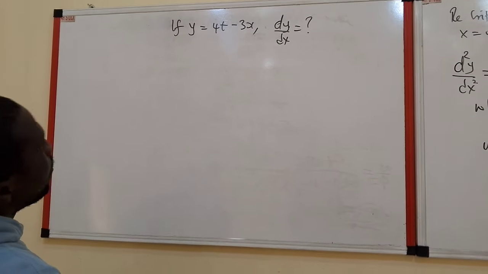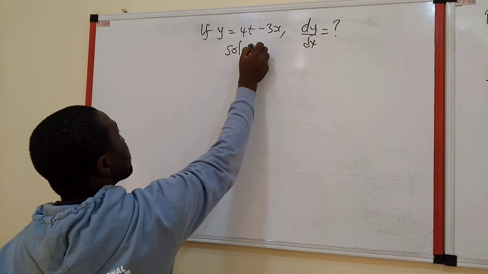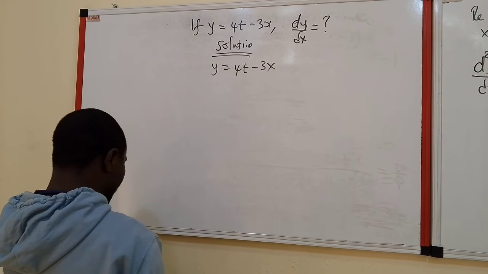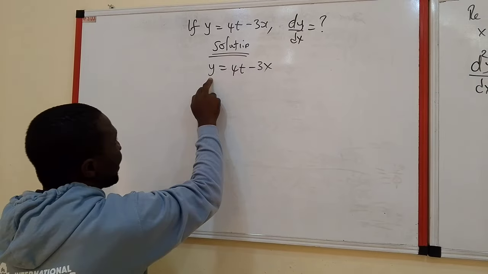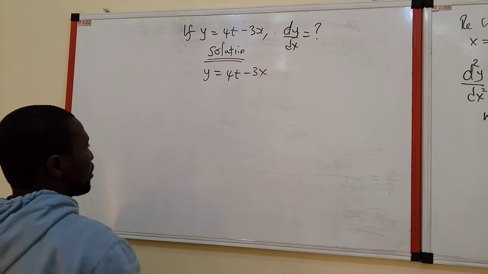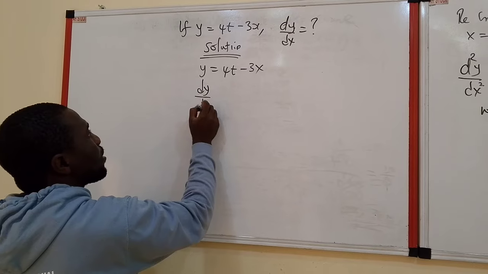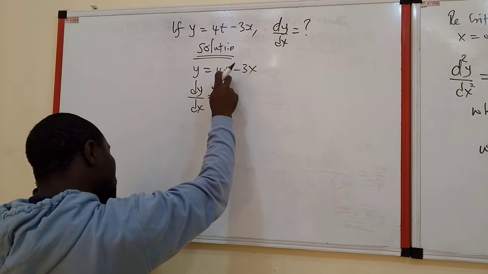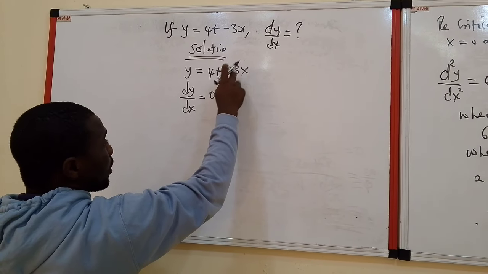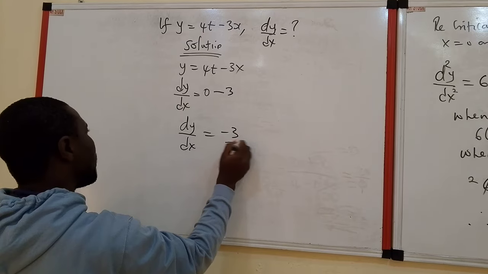Now, don't get confused with this. y equals 4t minus 3x. We are differentiating y with respect to x, not with respect to t. dy over dx now, because it is not with respect to t, this becomes a constant, and so it becomes 0. Differentiate minus 3x, you have minus 3. Finally, your dy over dx is minus 3. Take notes, don't get confused.